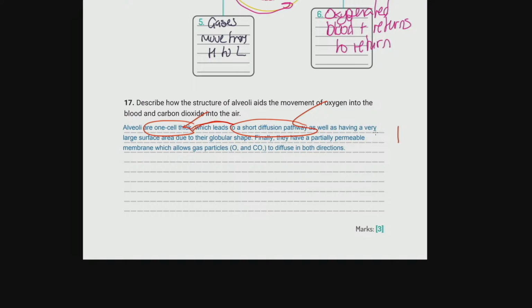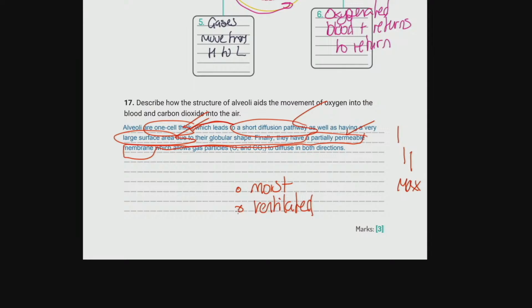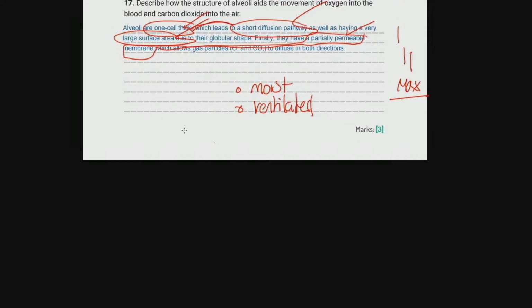As well as having a very large surface area. There's lots of them. Due to their globular shape. Finally, they have a partially permeable membrane, which allows diffusion, and there's my max mark. Now, the other things you could say is that they are moist. You could say that they are constantly ventilated, which might be an interesting point for you to make, but I've got my max 3 marks in there. Change your canvas, we're very nearly finished, folks.